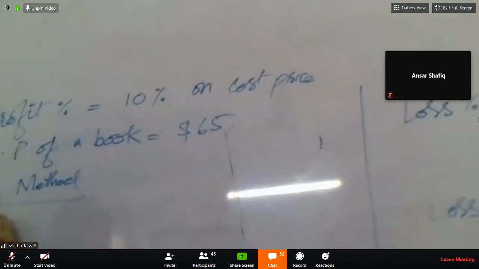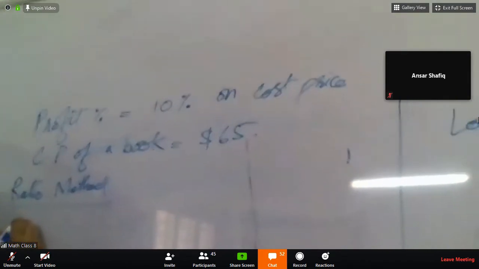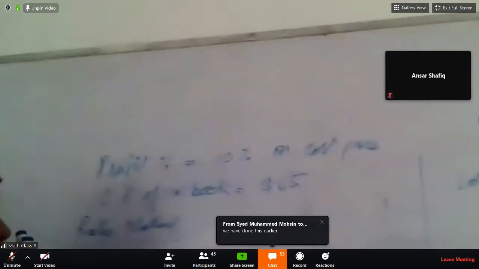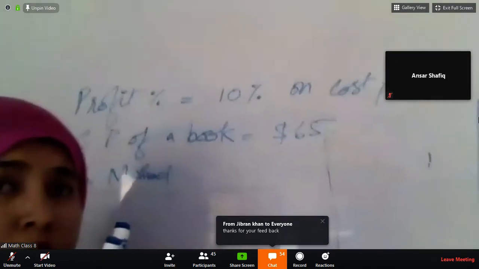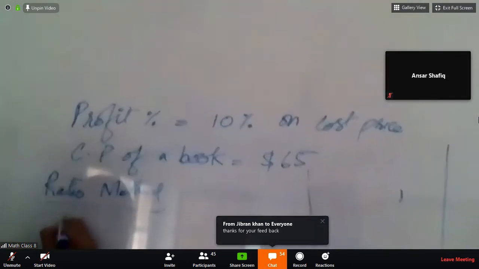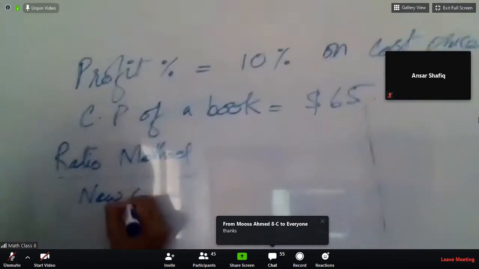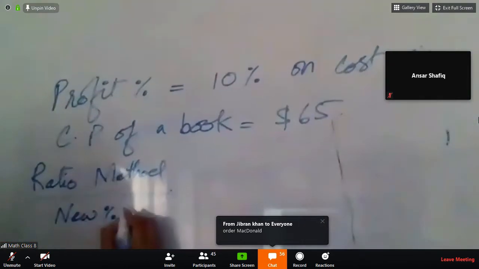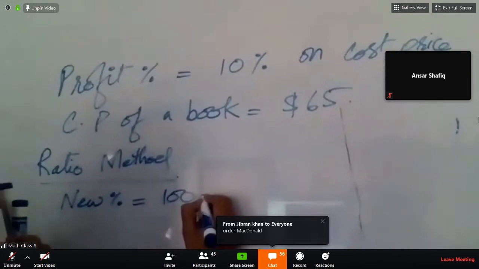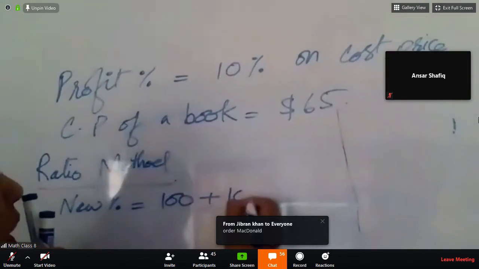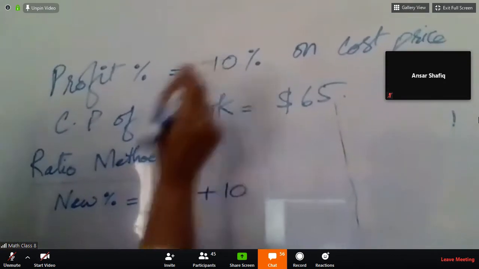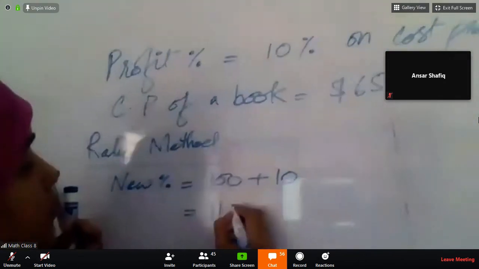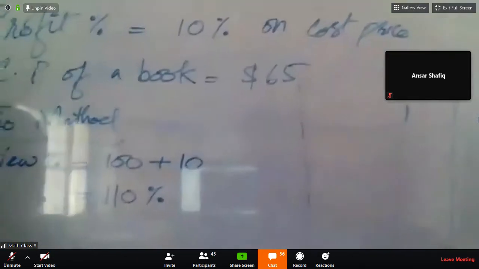First, for applying the ratio method, you need to find out the new percentage. Just a minute, boys. Now is it clear to you all? New percentage will be calculated. As you know, profit means increase percentage. So 100, which is the original percentage, is going to be added by 10 because the profit percent is 10%. It will become 110%. Is that okay?